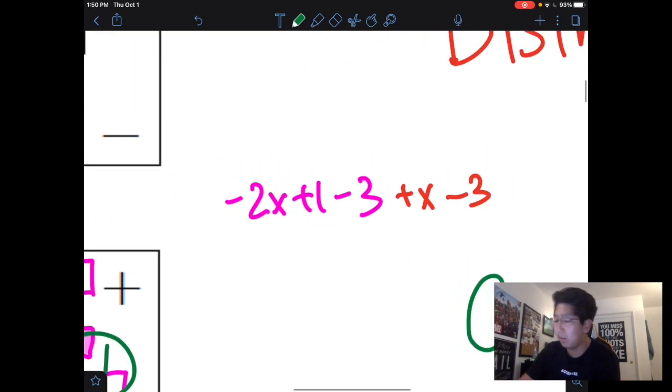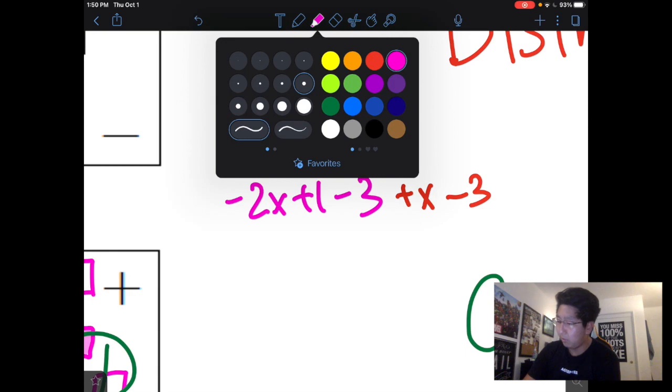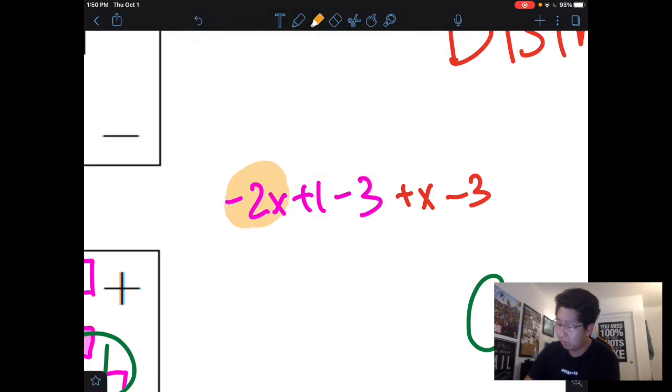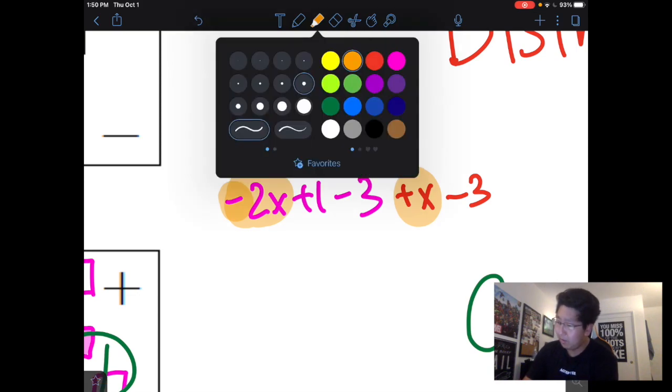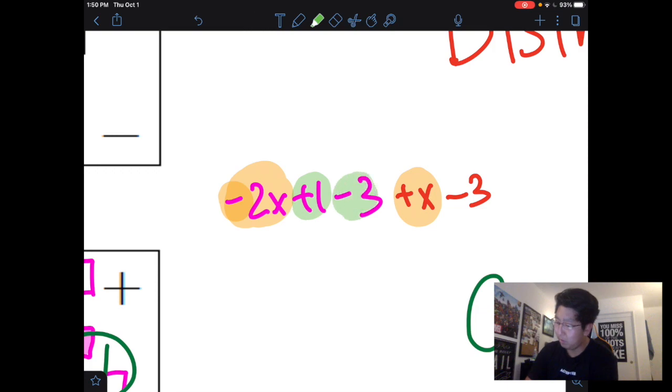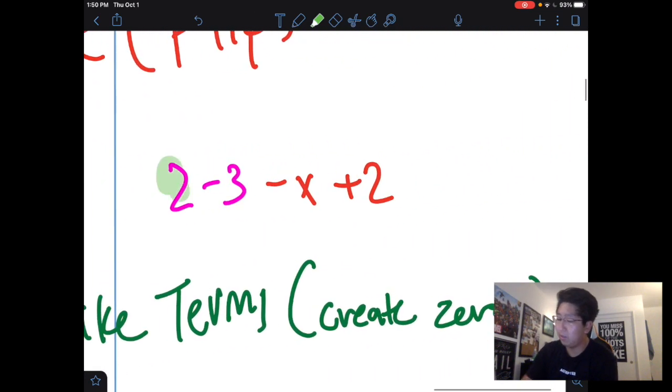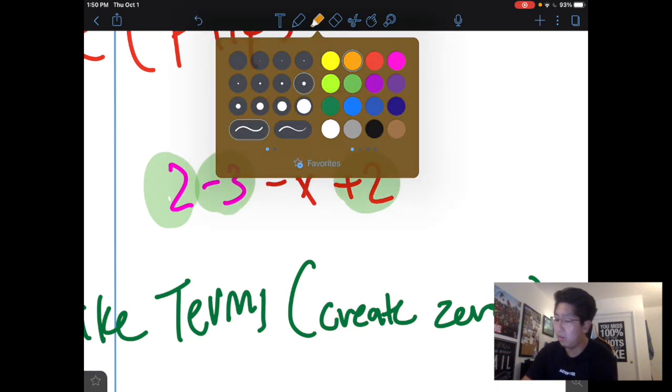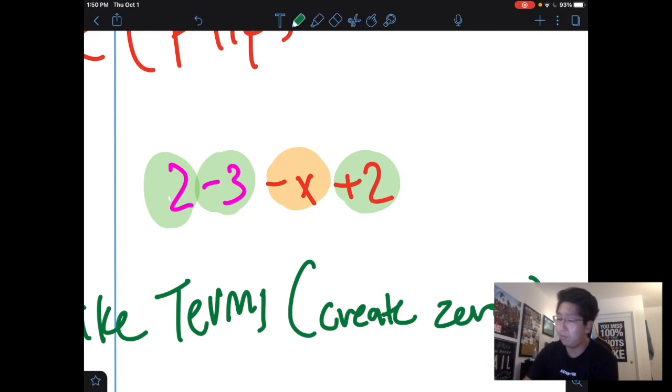So what I'm going to do right here is I'm going to combine like terms. If you remember, combining like terms is when we highlight. Make sure you highlight the sign in front of it. Okay? And then I'll use green. Plus 1, minus 3, minus 3. Let's go ahead, 2 minus 3 plus 2. And then there's a negative x.